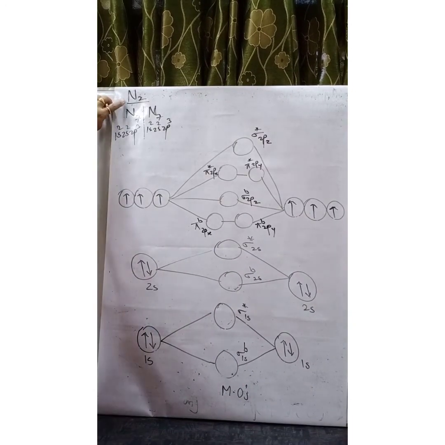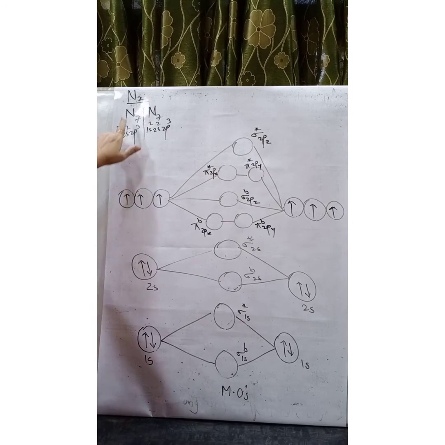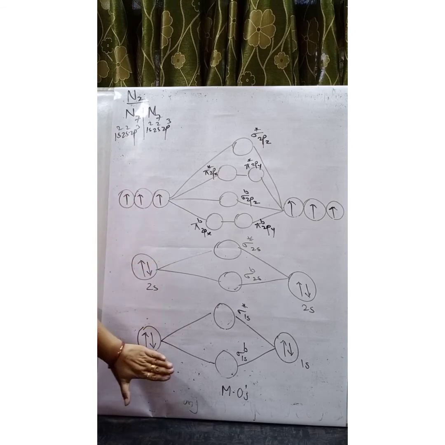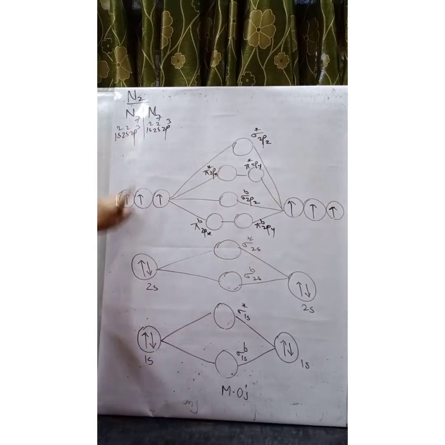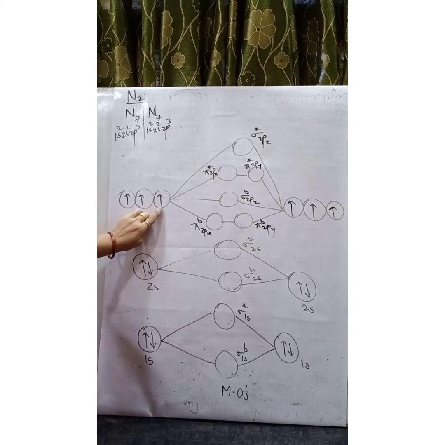Take next example of N2. Atomic number is 7. So first of all we are writing the atomic orbitals of one nitrogen on right hand side and one on left hand side. 2 electrons are present in 1s, 2 in 2s. In 2p, the rules of filling, Hund's rule says that first of all electrons are singly occupied before pairing takes place. That is why we are not filling it in pairs.